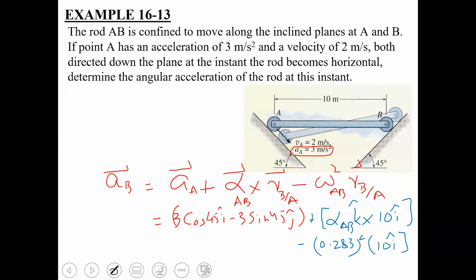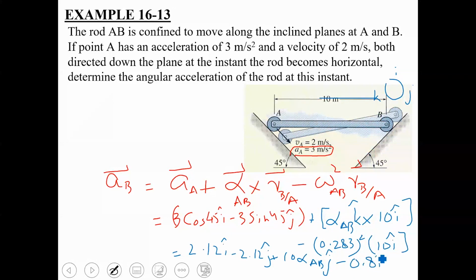Yes. So once you further solve it, 3 cos 45 would become 2.12. So 2.12i minus 2.12j. Alpha cross R के लिए आप वही smaller circle इस्तेमाल कर सकते हैं. It would be 10 alpha AB. What is k cross i? It is j. So आपने इसको +10 alpha AB j के तौर पे लिख लिया. इसी तरह 0.283 को स्क्वायर करके जब आप i के साथ मल्टीप्लाई करेंगे it would become -0.8i. So the right hand side of this equation would become like this.